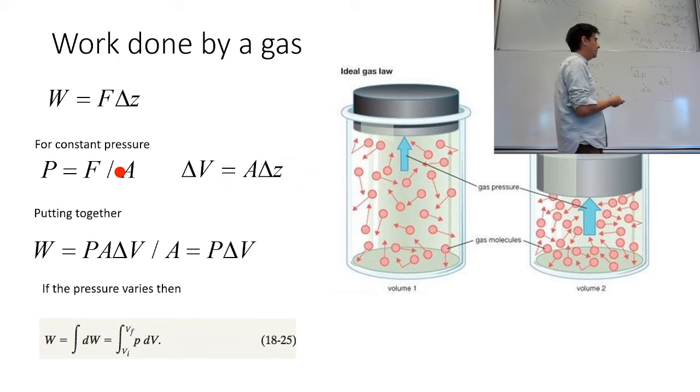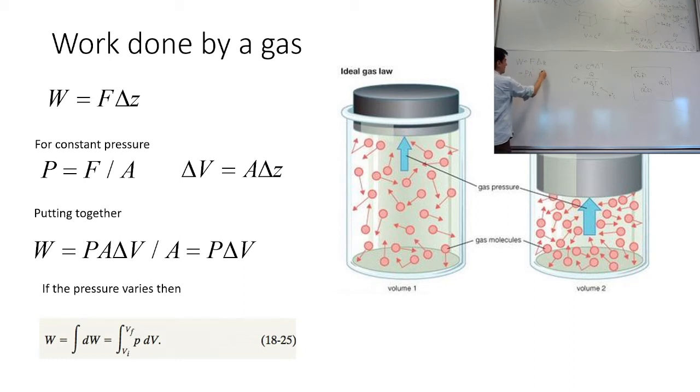And so let's stick this into the work formula. So we've got work equals force times the change in height. Let's replace this by pressure. Force is pressure times area, and this delta z is actually the change in volume divided by the area. So actually these areas cancel. And so the work is pressure times the change in volume.